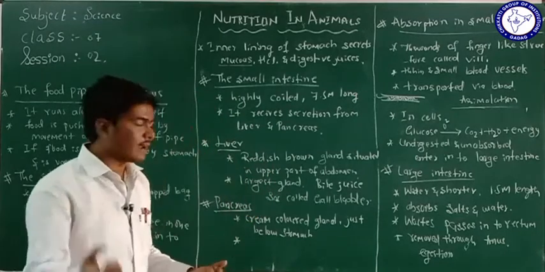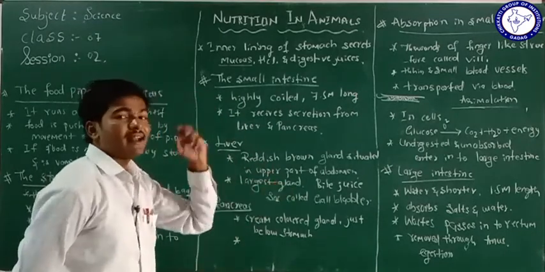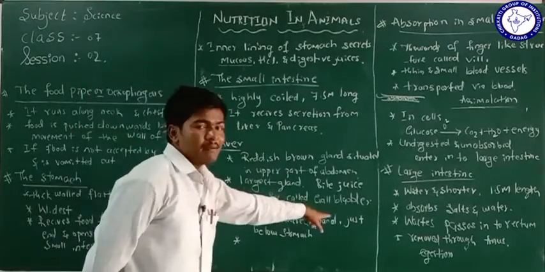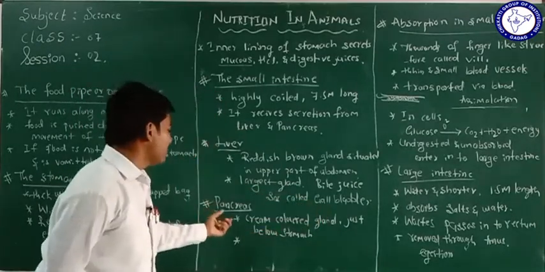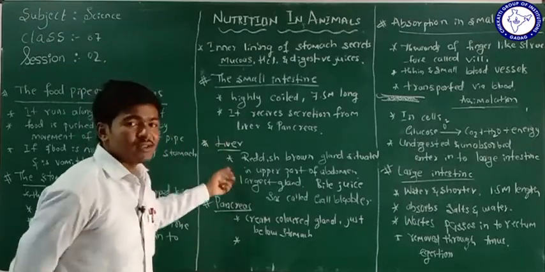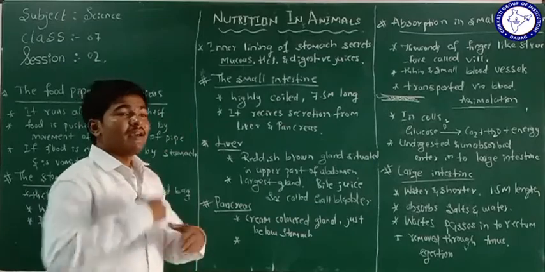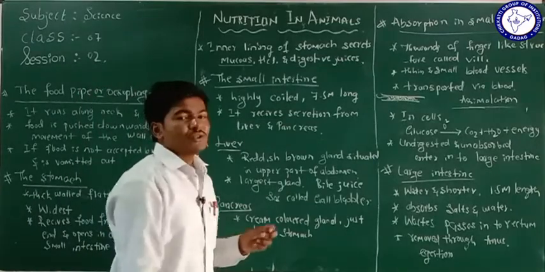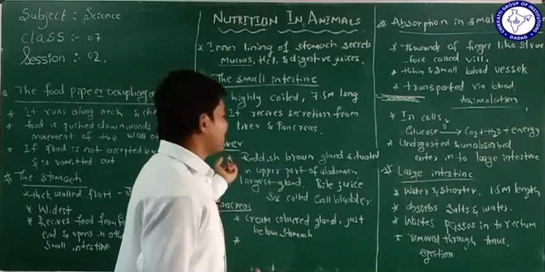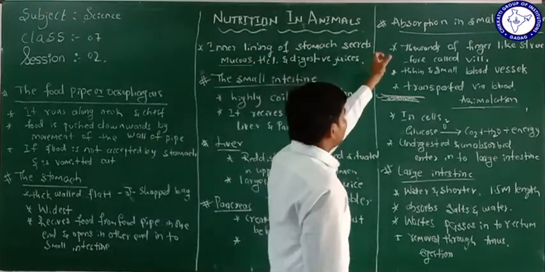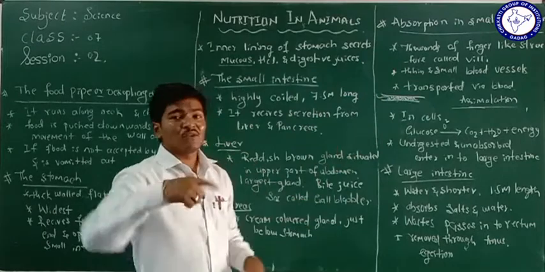Here the liver secretes the bile juice, and that bile juice is stored in a sac-like structure called the gallbladder. Also, by using the pancreatic juice and the liver juice, the undigested or partially digested food material will be digested further. After that, the food material passes along the small intestine, the coil-like structure.